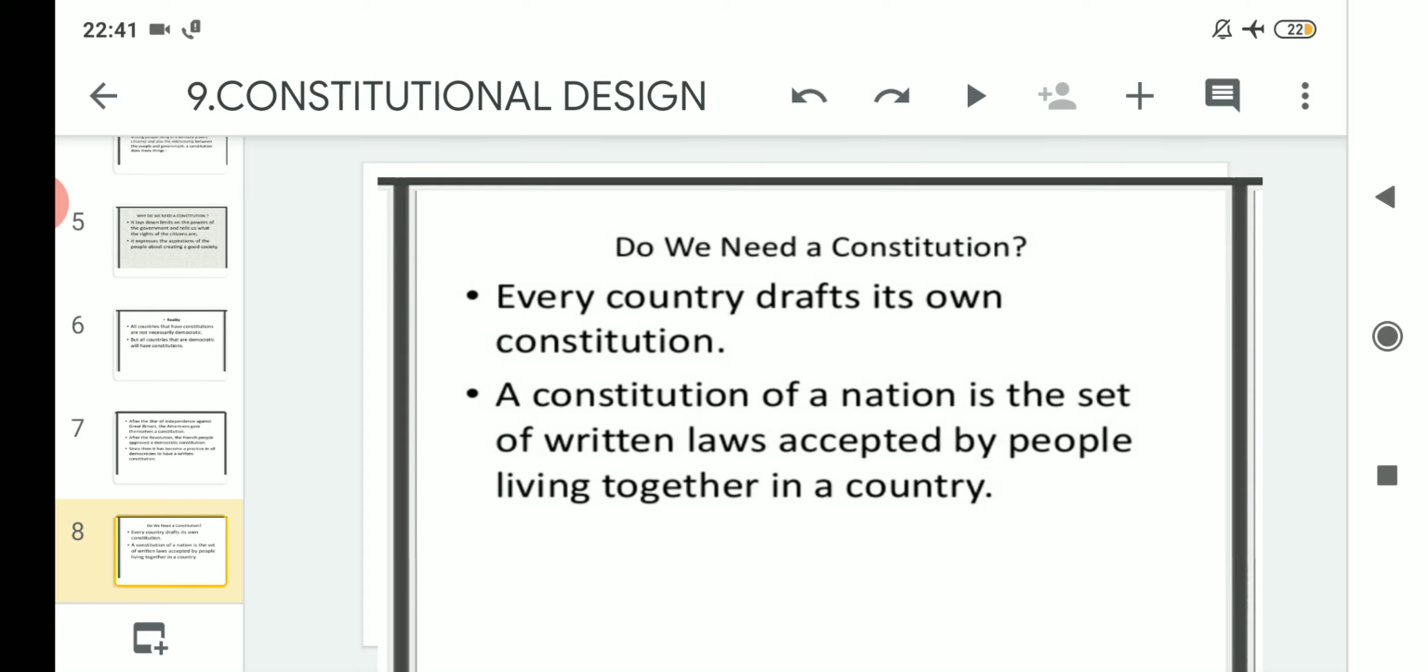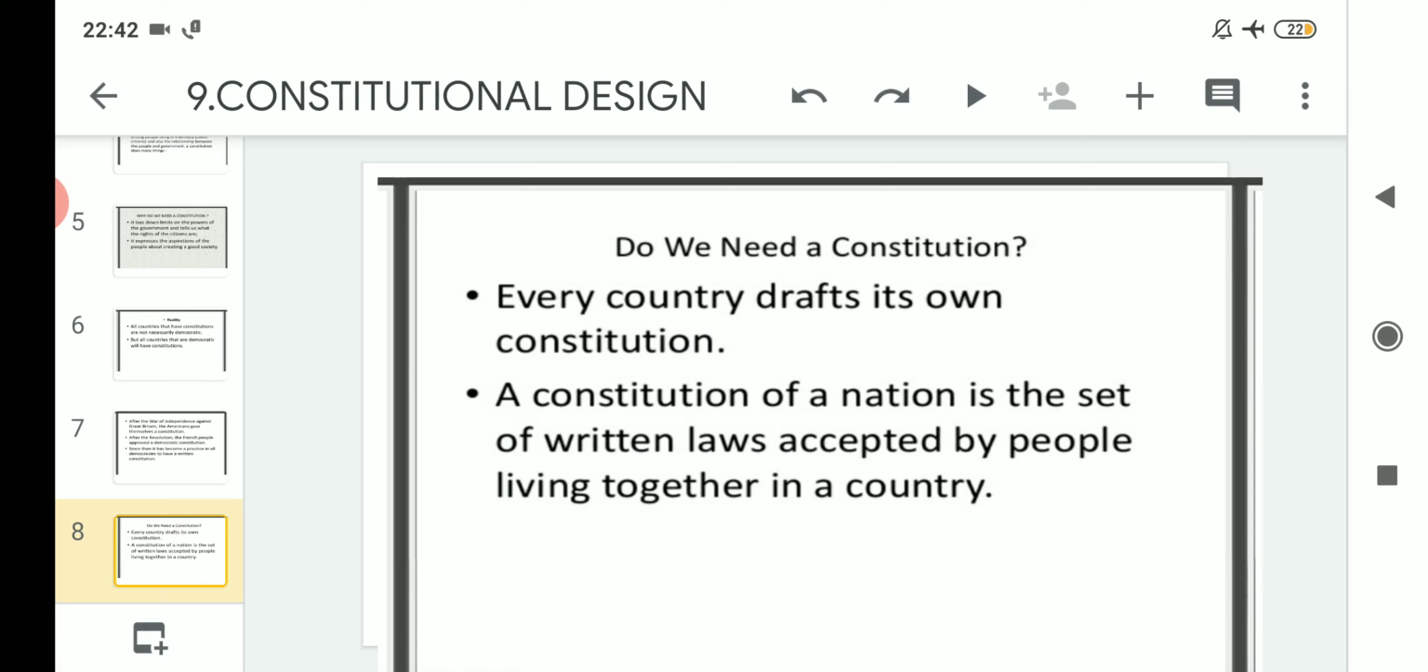After that, every country drafts its own constitution. That means it is the duty of whom? If a country is realizing the need of its constitution, then who will prepare that? That particular country's people will take the initiative to prepare that constitution. So relating to that, it is written that every country drafts its own constitution. That means the particular country prepares its own constitution for themselves.